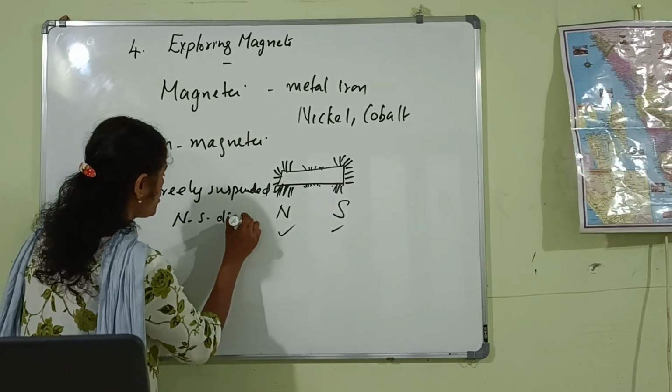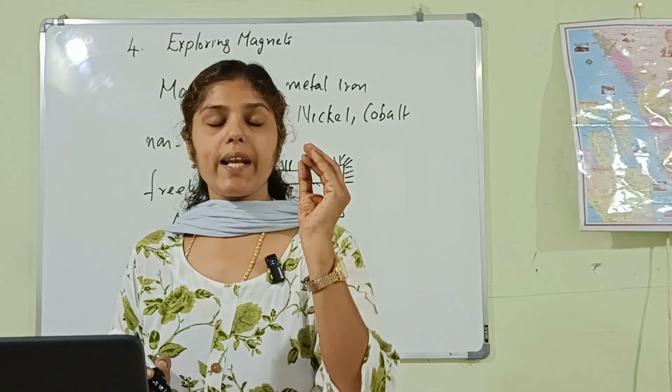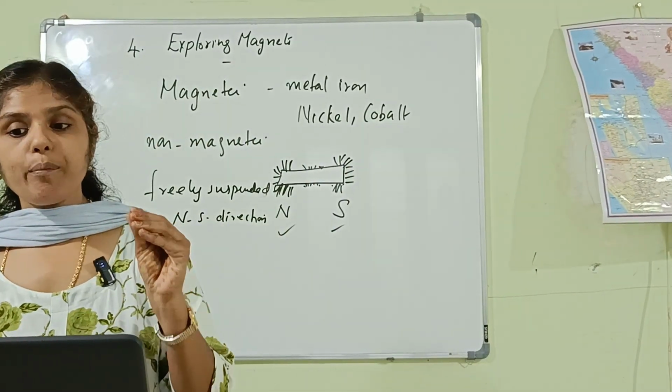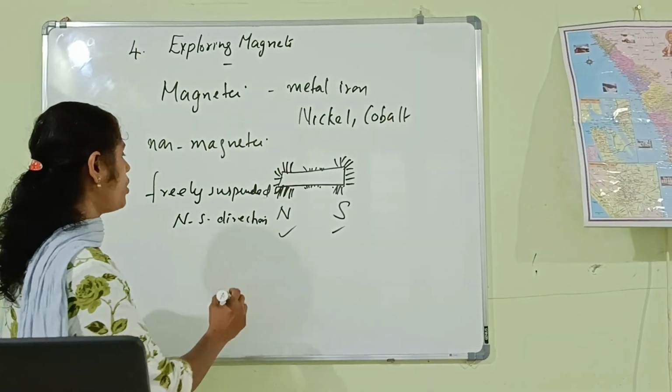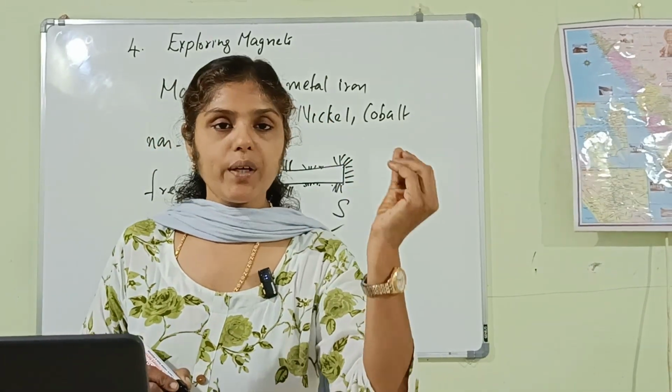So that is the direction of the magnet. A freely suspended magnet comes to rest along the north-south direction. That means the end of the magnet that points towards the north direction is called the north-seeking pole, or the north pole. So, the end of the magnet that points to the north direction.